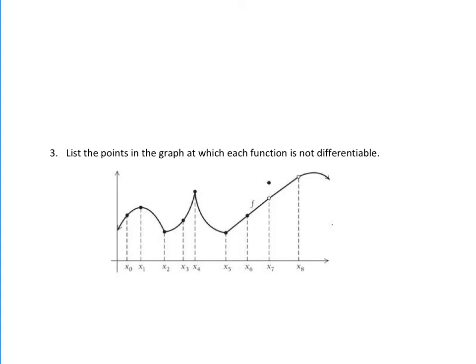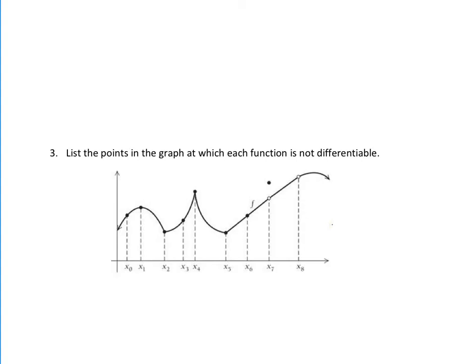In this problem, we want to list the points in the graph at which the function is not differentiable. Now, a function cannot be differentiable when there are corners in the graph or when there is a vertical tangent in the graph. Anytime the function is discontinuous, it is not differentiable, and also if a function is not defined, then it is not differentiable.